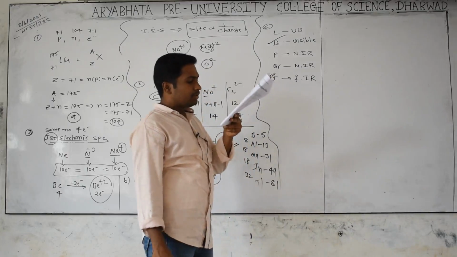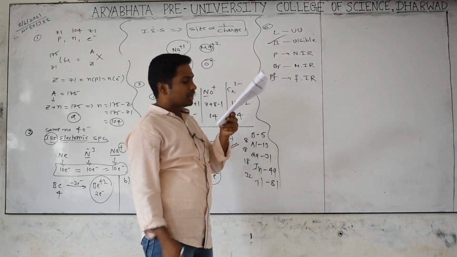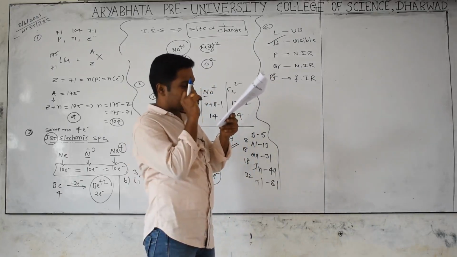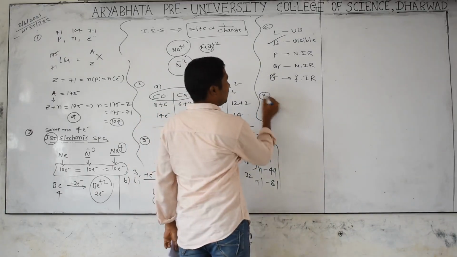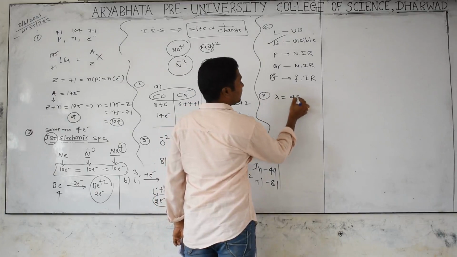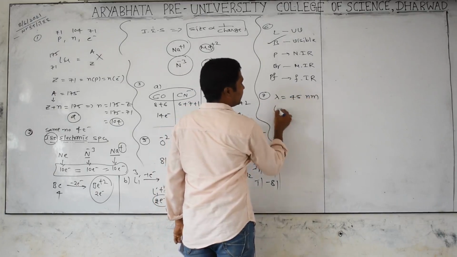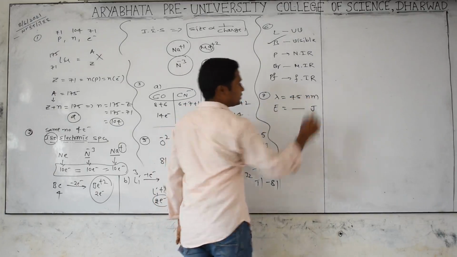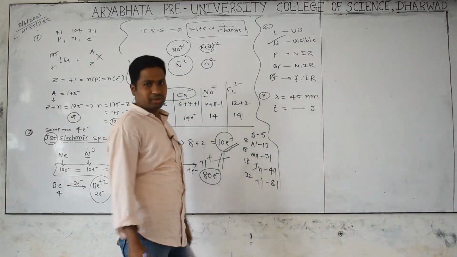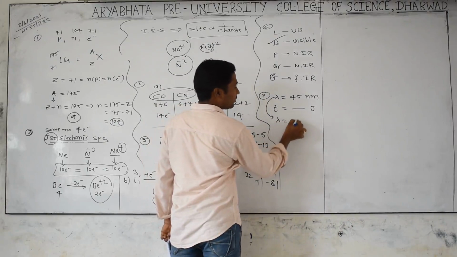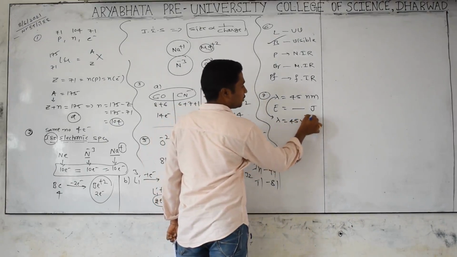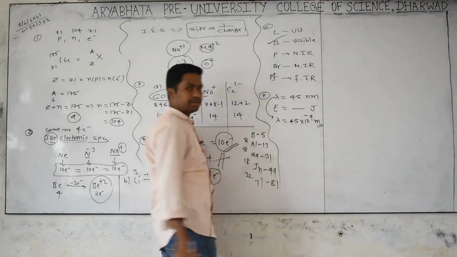Next, calculate the energy in joules corresponding to light of wavelength 45 nanometers. Question number 7. Wavelength is 45 nanometers and he wants energy in joules. Almost all the information is given to us. So better convert into meters. 45 into nano means 10 to the power of minus 9 meters.